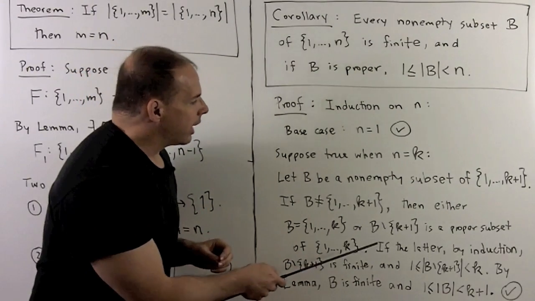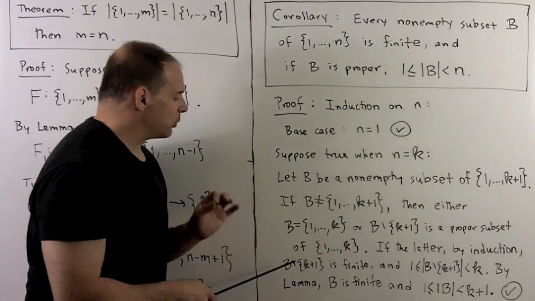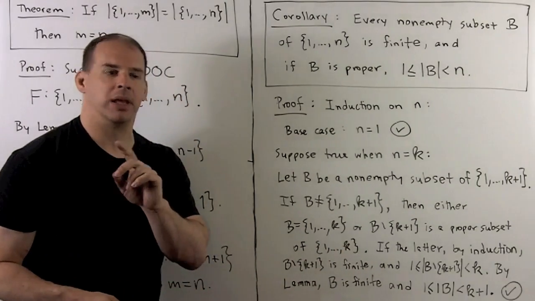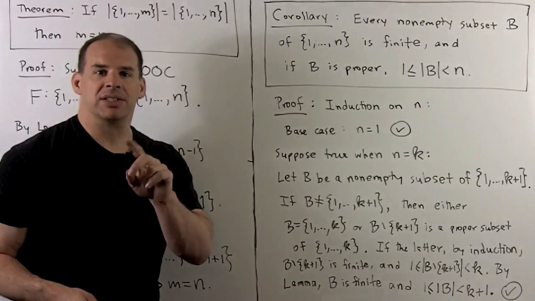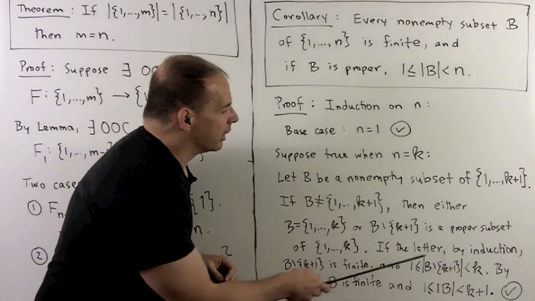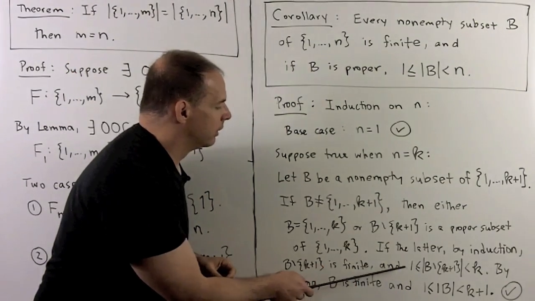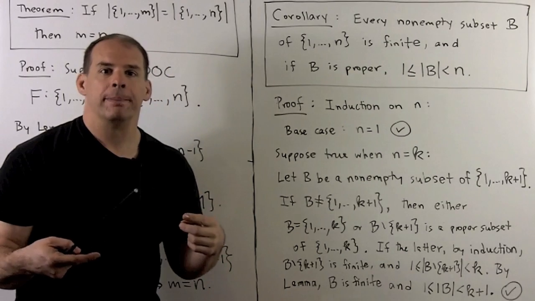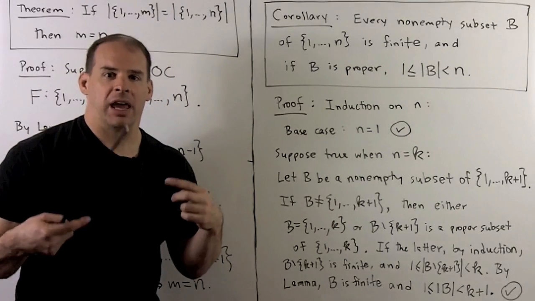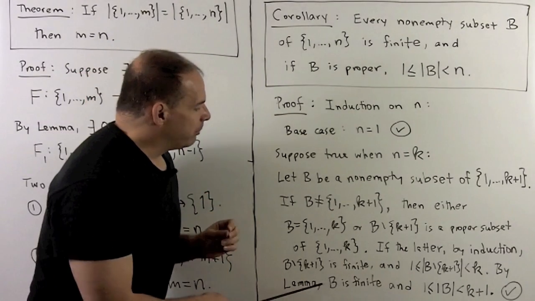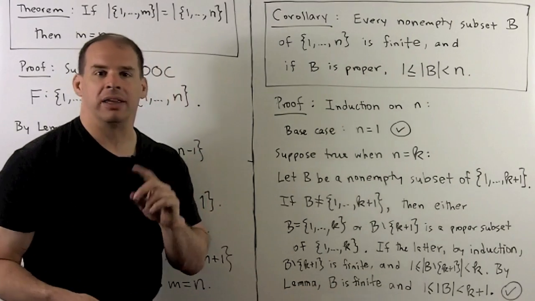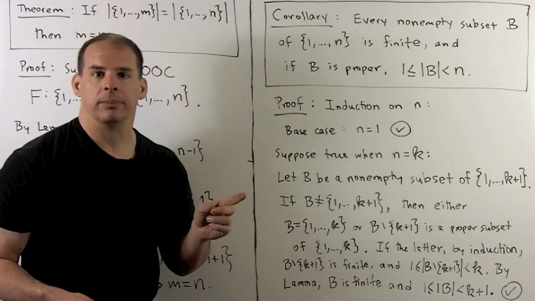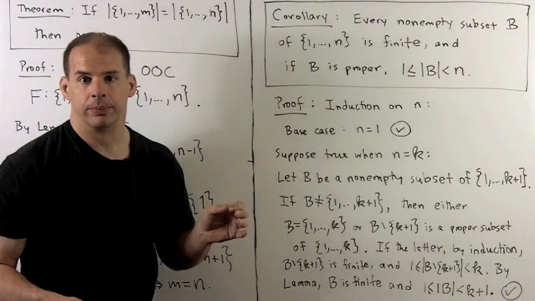Otherwise, by the induction hypothesis, we have that B minus {k plus 1} is finite, and the number of elements of B minus {k plus 1} is between 1 and k, including 1. Now, if we apply the lemma, that's going to let us add in the k plus 1. So B is finite, and the number of elements in B is between 1 and k plus 1, including 1. And that's our result.